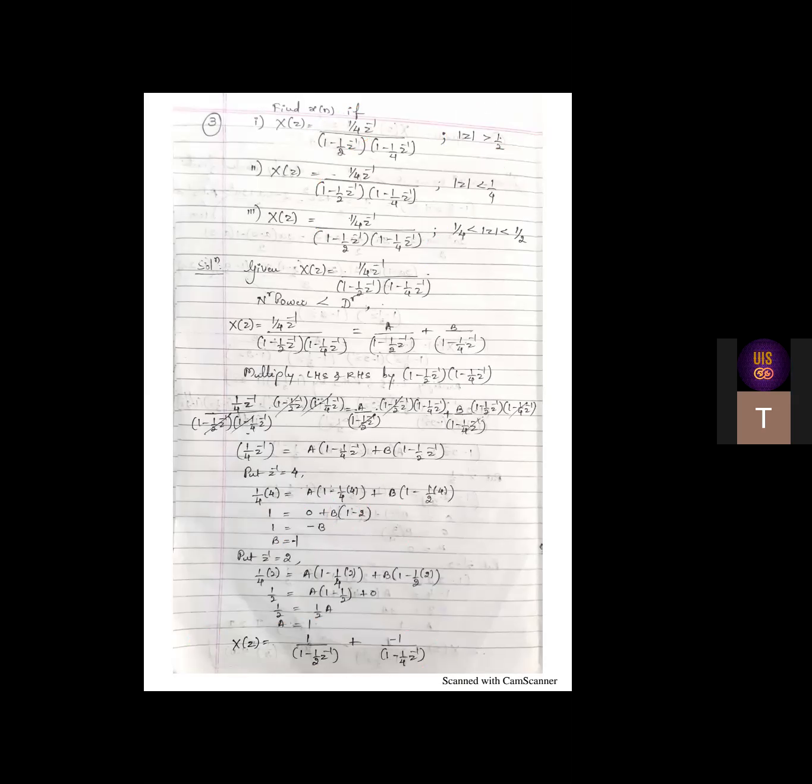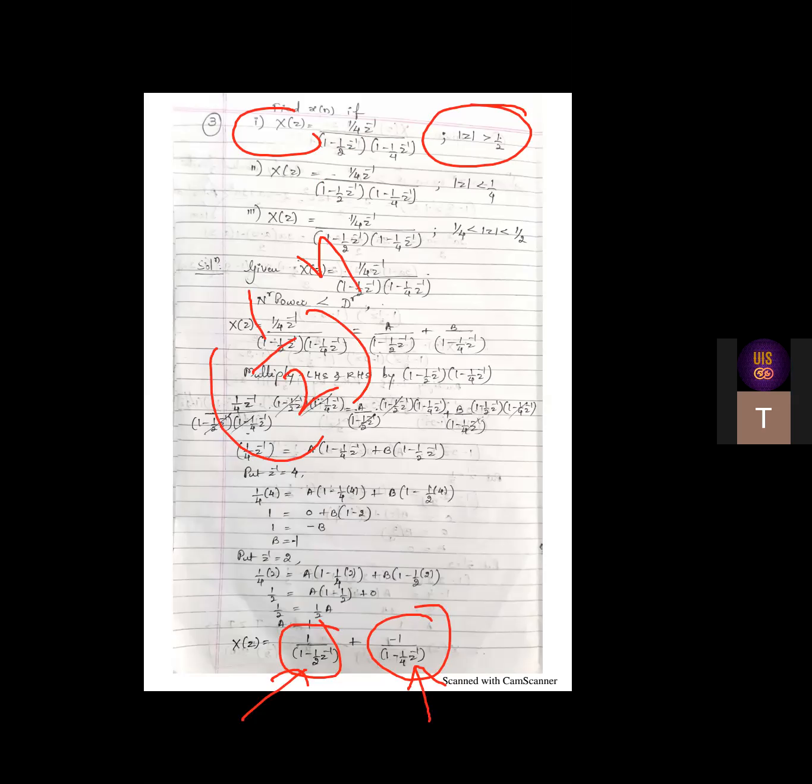What is the first bit? The first bit says the ROC of z is greater than half. If you observe, here we have two brackets, out of which the denominator is somewhat like 1 by 1 minus alpha z inverse. Alpha is 1 by 2. So alpha raised to n u of n, or u of minus n minus 1, let's see. And for the second bracket, it is 1 by 4 raised to n. Something like this x of n will have.